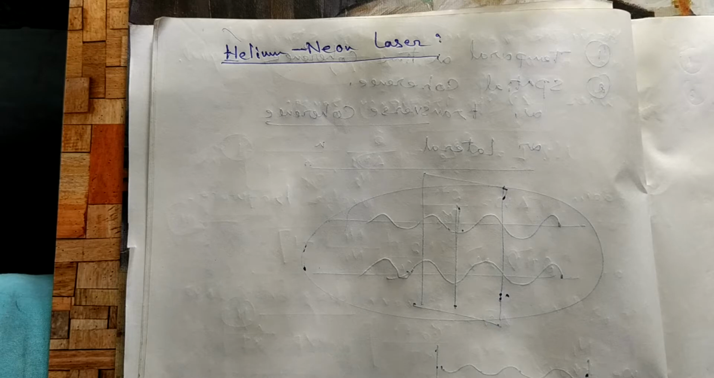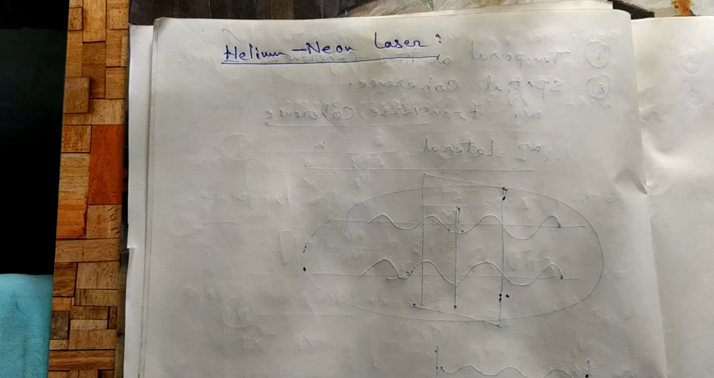What is a helium neon laser? The whole process is done by a mixture of helium and neon gas. This is known as a gas laser. What is the advantage of the gas laser?